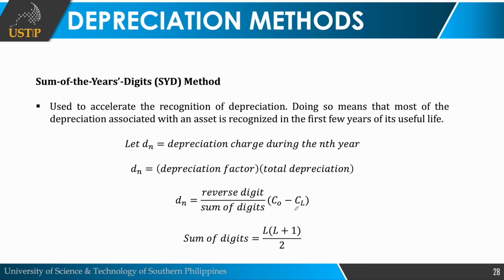But to make it easier, what if you have many digits? That is just equal to L multiplied by quantity L plus 1 over 2. So, the sum of digits, okay?